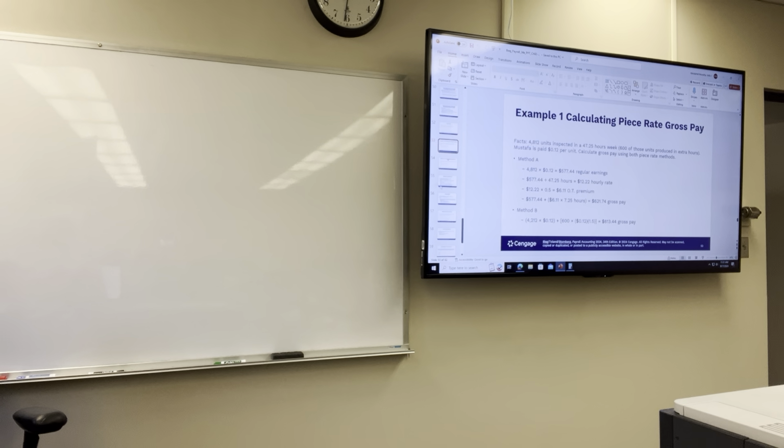Okay, questions? Do you have to use one over the other, or can you use either? It just has to be an agreement with the employees. So it's just so that they have an understanding of how it's going to be calculated. Obviously, in this example, the first method is more advantageous to the employee by a few bucks. But yeah.